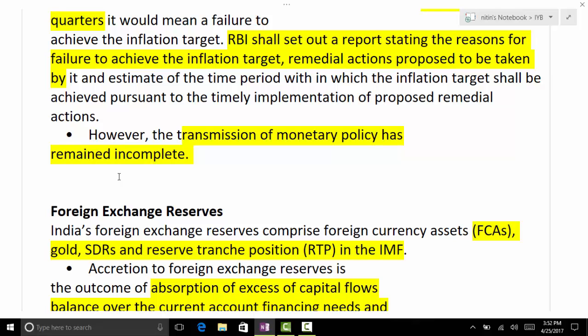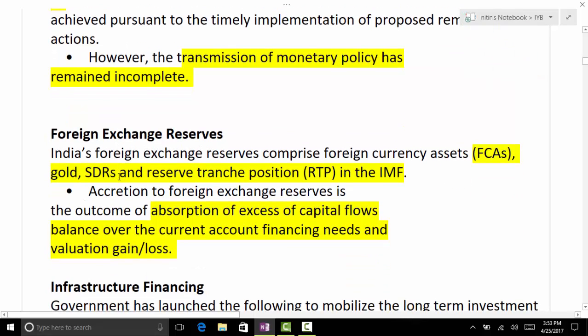What all comes under forex? We have done this before as well. Tell me, what comes under forex? It's your economics question. SDR. It's given there, you can read it even. Yes. Foreign currency assets, then gold, SDRs, and RTP.